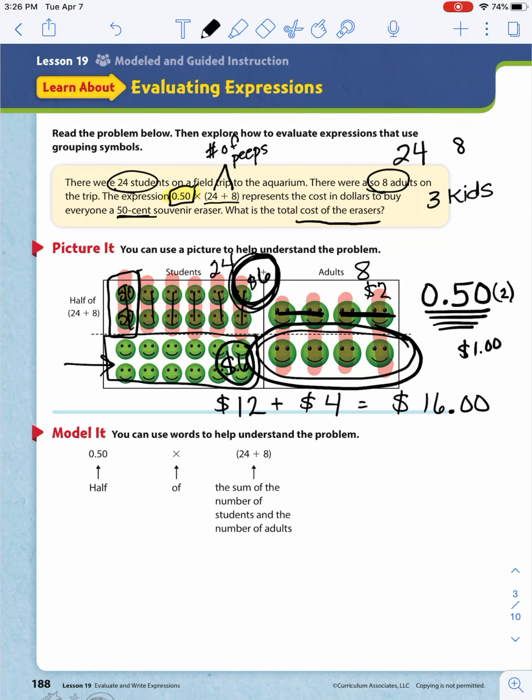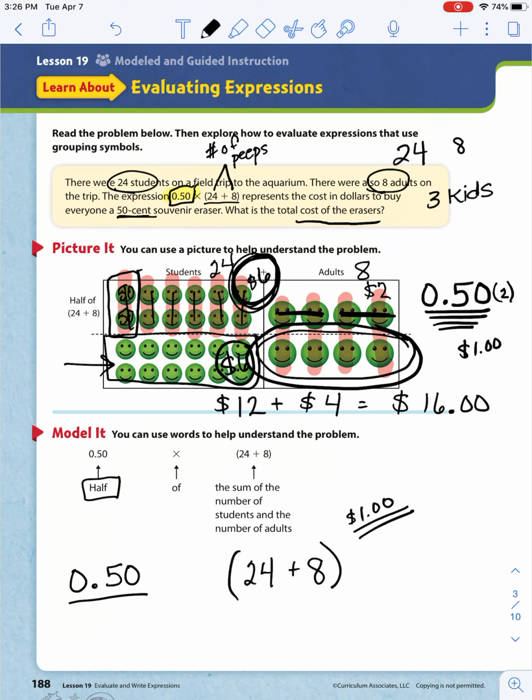Now let's come down and do the expression portion. They left the 50 cents on the outside of the parentheses. The reason for that is because we have to first find out how many people we need. So we have to do that step first. So we do 24 kids plus 8 adults. Now we are going to find half of that, because each eraser is not $1. If we just did 24 plus 8, that would tell us how much money it would be if all the erasers cost $1. But they're half of that.